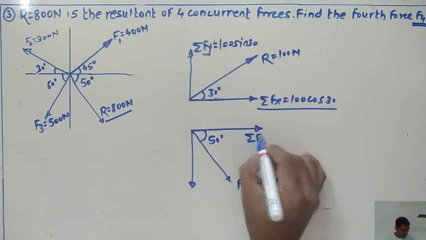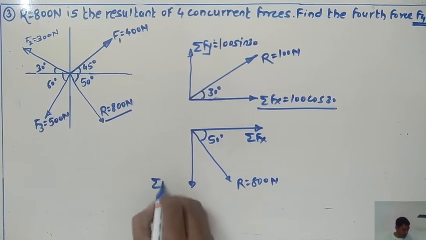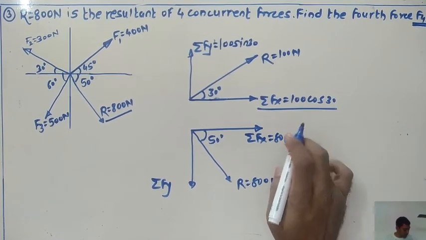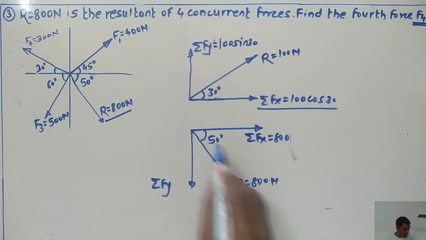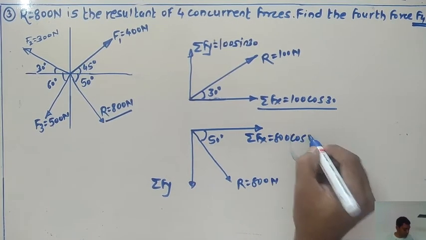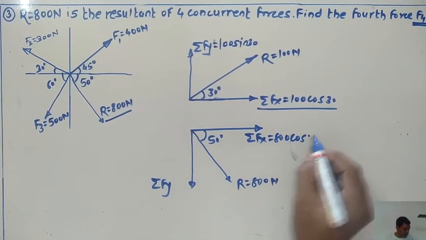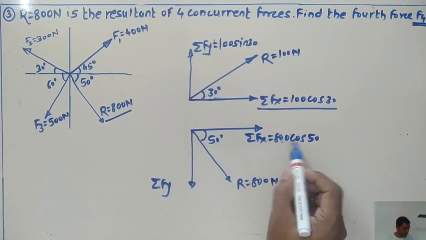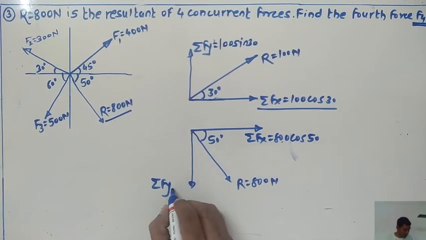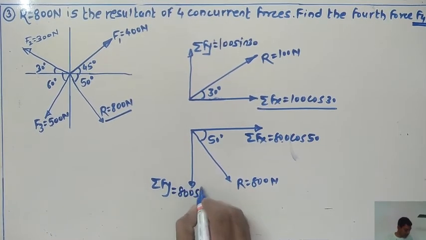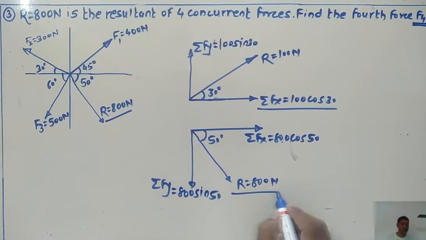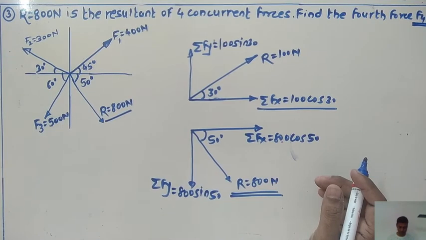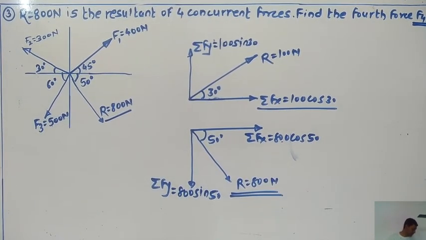This is nothing but summation of Fx. And what about this one? Summation of Fy. So what about this one? 800 Newton, 800 Newton. Okay, this is the resultant force. So what about its horizontal component? 800 cos of 50. As per our previous discussion, the component adjacent to the angle is nothing but the cos component, and the remaining one is the sine component. These are the two components of this resultant force R. Now how can you use this to get the solution? Just see, this will be clear to you in the next steps.